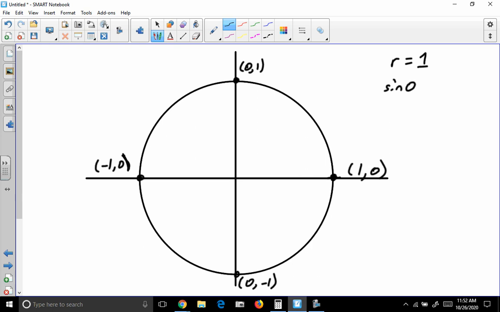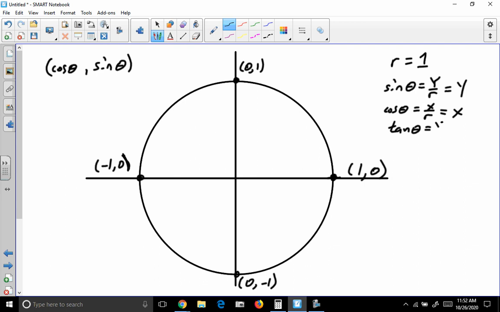If sine of a given angle is y over r, and the radius here is 1, then sine is just the y coordinate. So on the unit circle, the y coordinate tells us sine of that particular direction. Cosine is x over r, but if the radius is 1, then that simplifies to x. So the x coordinate at a given point tells us cosine of that direction.